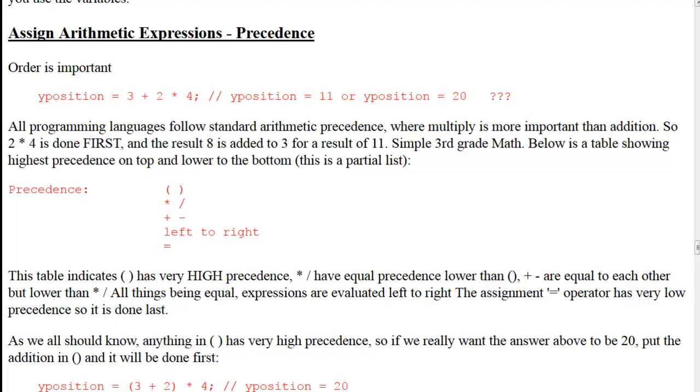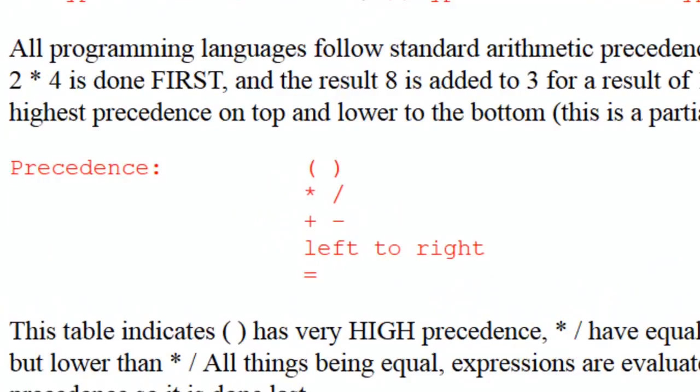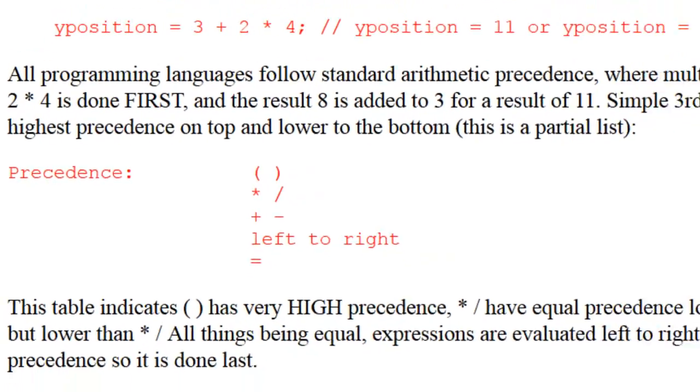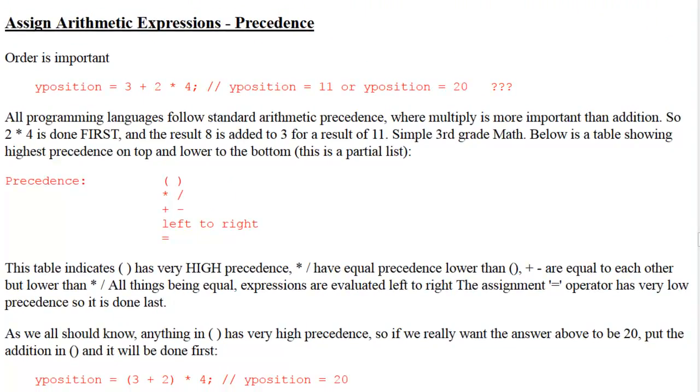Below is a table showing the highest precedence on top and the lowest precedence to the bottom. This is a partial list. So this table indicates that the parentheses has very high precedence. Now, multiplication and division have equal precedence when compared to each other, but it's lower than parentheses. Plus and minus are equal to each other, but lower than multiplication and division. All things being equal, expressions are evaluated left to right. The assignment or equal operator has a very, very low precedence, so it's done last.